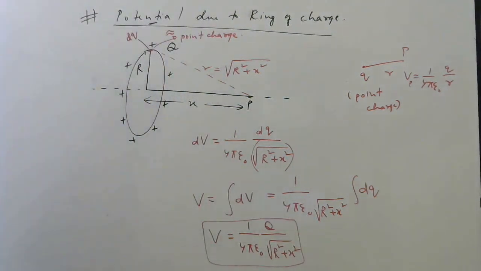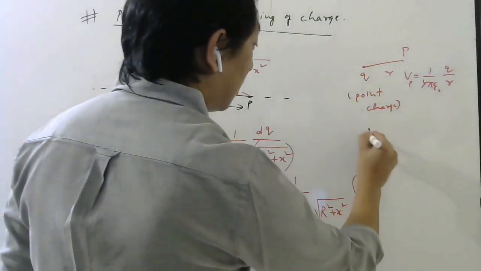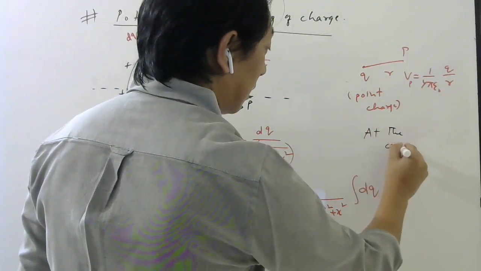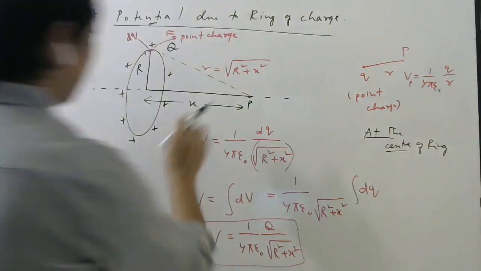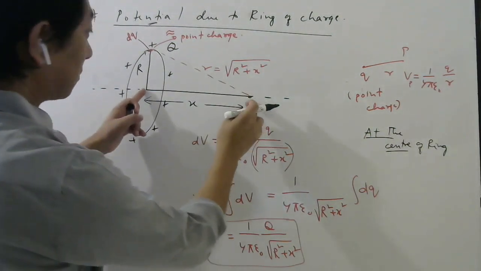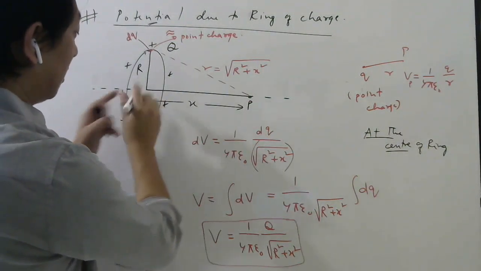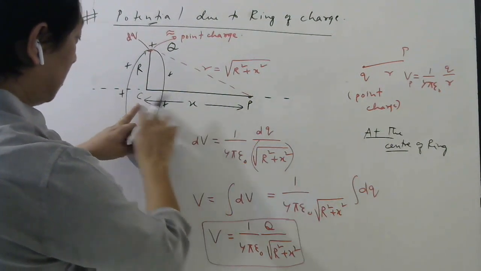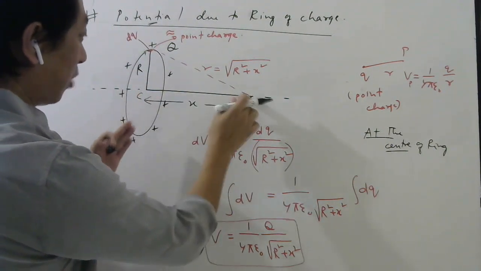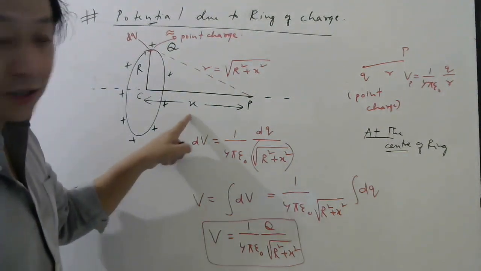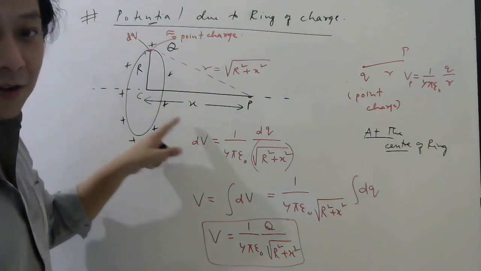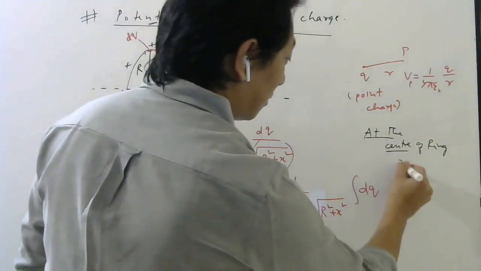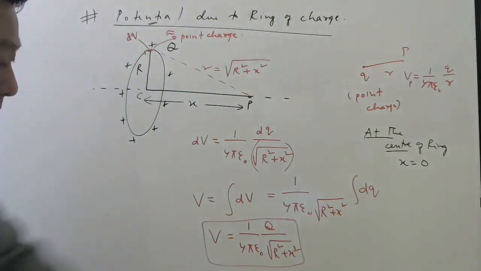Okay, please remember this formula. This is for a ring. Now tell me, at the center of the ring, if I ask for the potential, what will be the answer? If this observation point was here, then what will be your x? 0, right? This x will be 0 if the point is here, because x represents the distance of the point from the center. So if the point is at the center itself, your x will be 0. So at the center of the ring, I should just put x equal to 0.